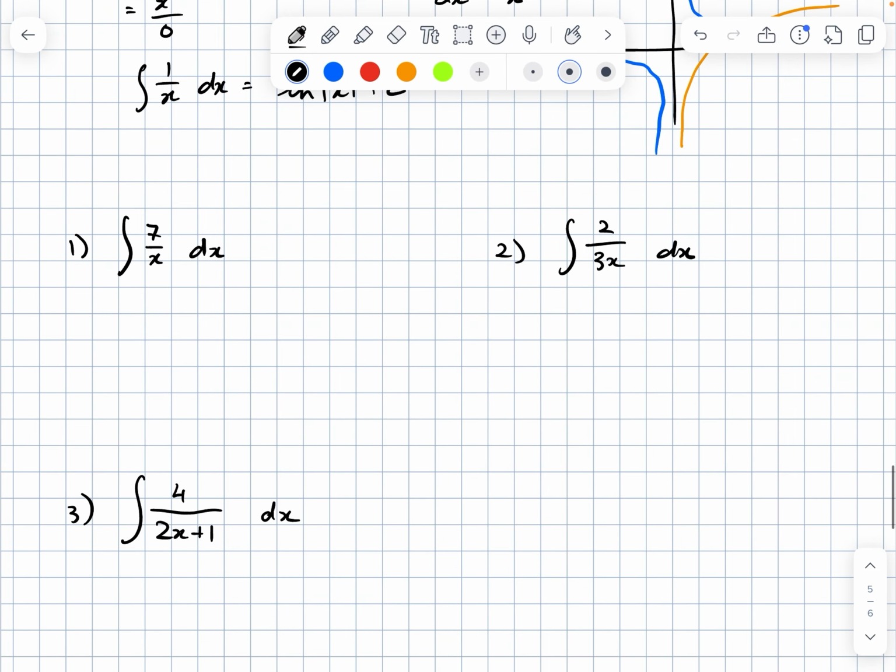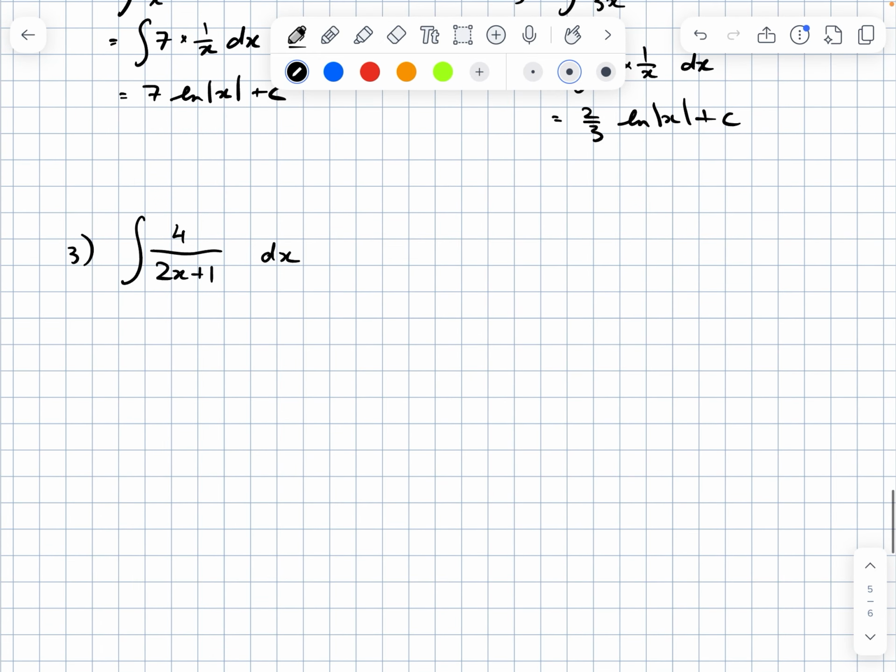So let's look at how this works in action. Number 1, integrating 7 over x is just the same as integrating 7 times 1 over x, which gives us 7 ln |x| plus c. Number 2, integrating 2 over 3x is the same as integrating 2/3 times 1 over x dx. So that gives us 2/3 ln |x| plus c.